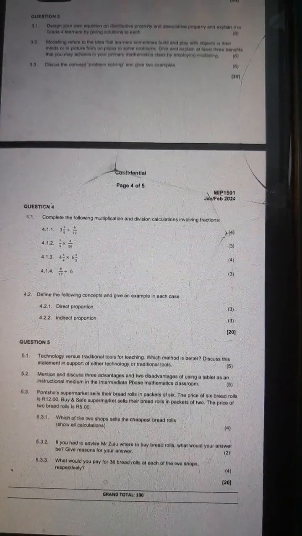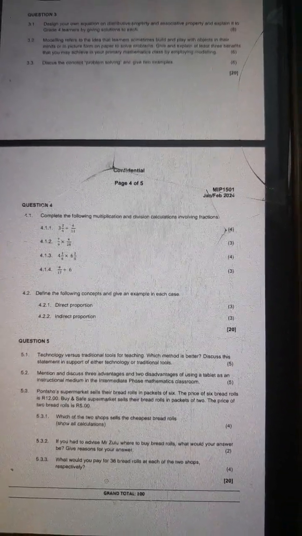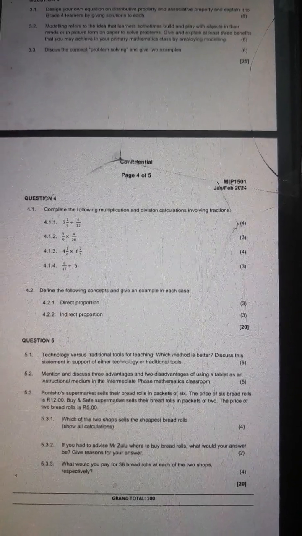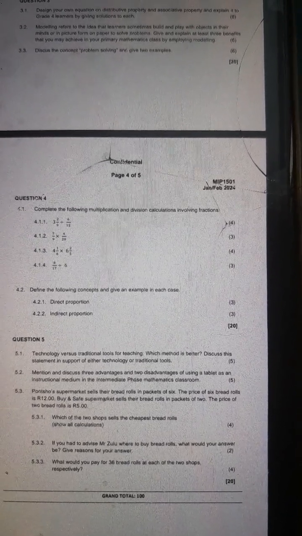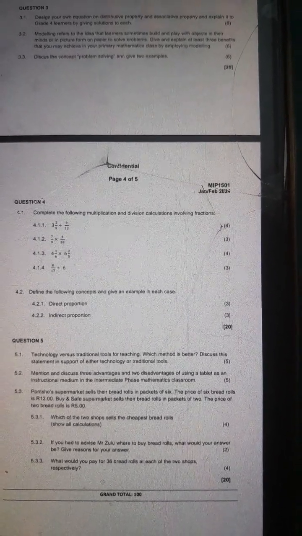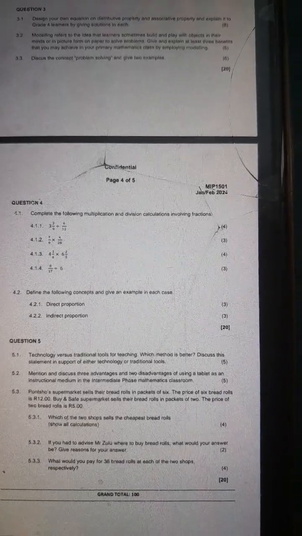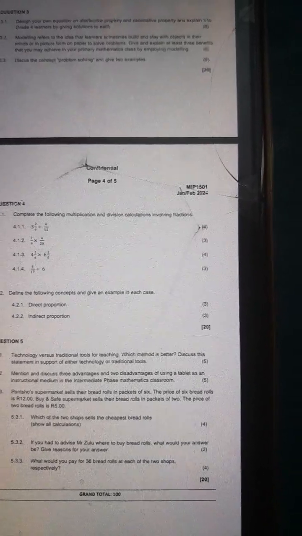Then we are at our last question, question 5. At question 5.1, they said technology versus traditional tools for teaching, and which method is better? Discuss the statement and support either technology or traditional tools.